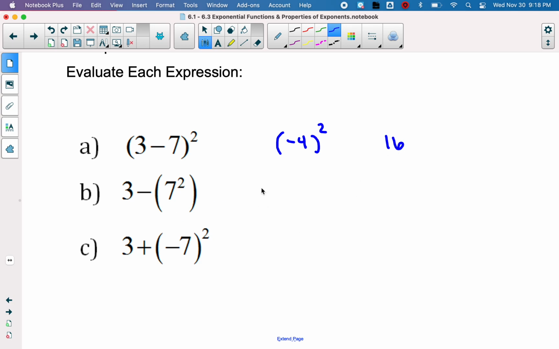On letter B here, we have 3 minus, and then 7 squared is 49. So we have 3 minus 49 giving us -46 here. Lastly, we're going to have 3 and then plus, and then that -7 squared becomes a +49. 3 plus 49 here is 52.